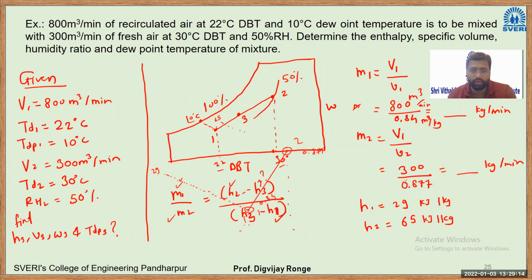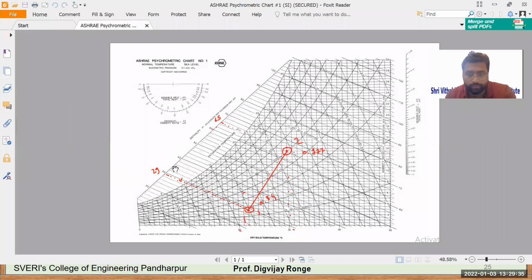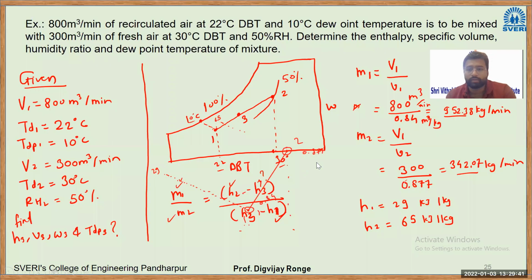So I'll write down these values from Yasser. 952.38. And this will be 342.07. Okay, I hope this is correct. I'll go back to the psychrometric chart. I'll check the values again. Right, it is correct.